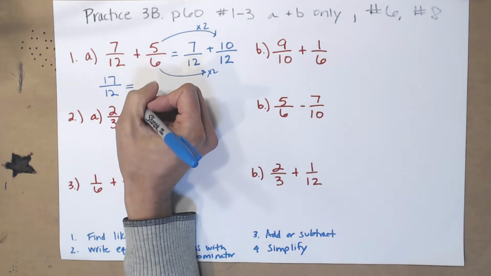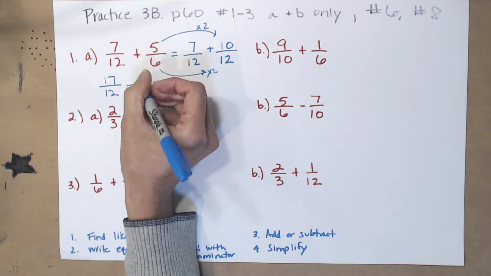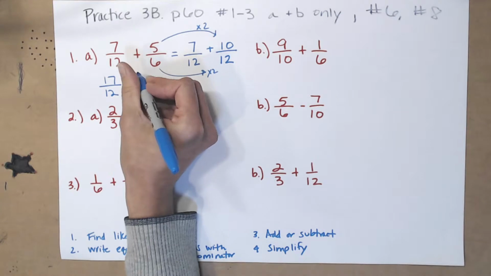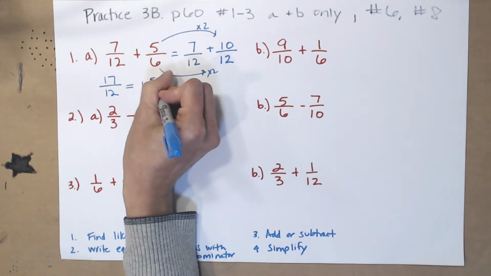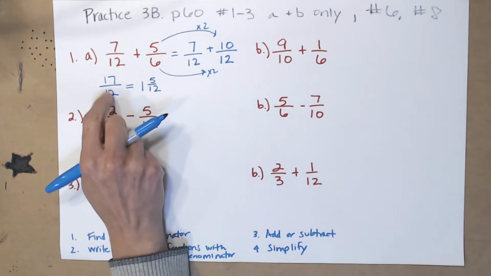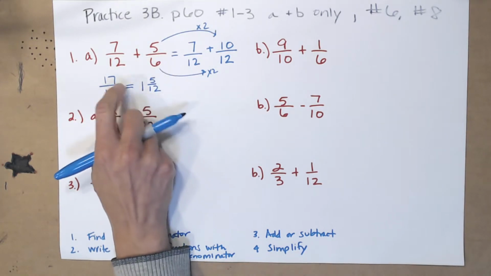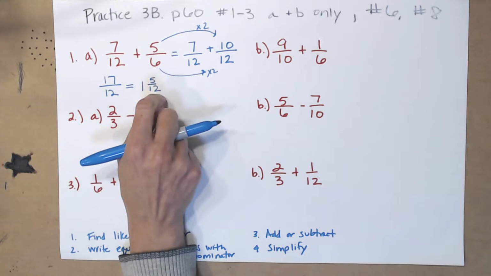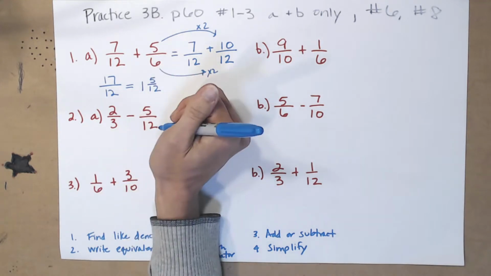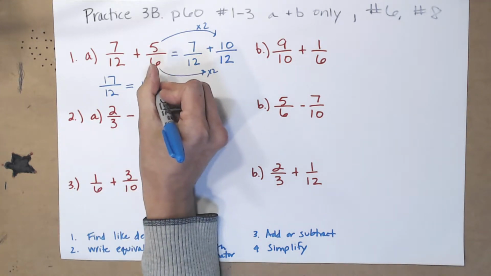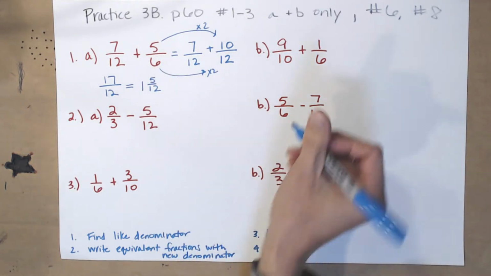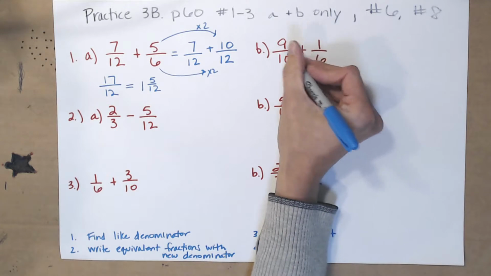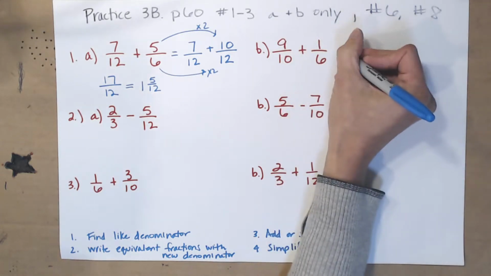So when we're doing this, I want to write the answer as a mixed number. So this becomes 1 and 5/12, because there is one whole 12 in 17, and then you would need 5 more 12s. 1 and 5/12. That cannot be simplified because there are no common factors to 5 and 12. So that's your answer.